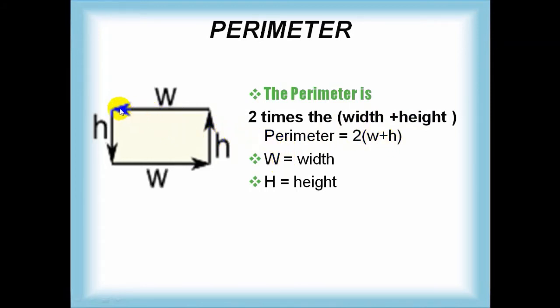So for example, in this rectangle, this is the width and this is the length. Suppose the width is 2 centimeter and this length is equal to 3 centimeter. Then the perimeter for the rectangle will be equal to 2 multiplied by 2 plus 3, 2 plus 3 is 5, and 5 times 2 is 10. Then the perimeter of the rectangle will be 10 centimeter.